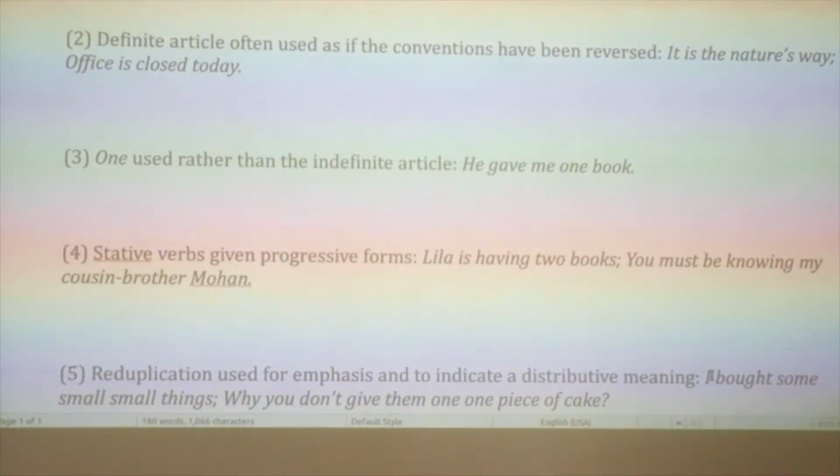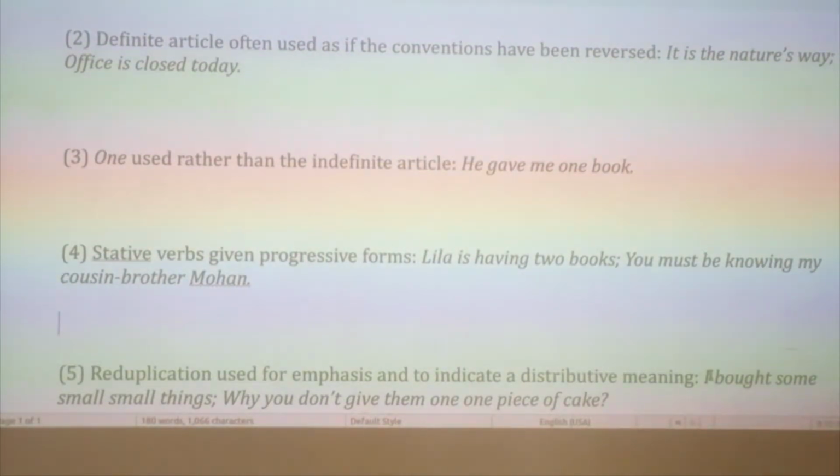Stative verbs given progressive forms. Leela is having 2 books. You must be knowing my cousin brother Mohan. Standard non-Indian English calls for ordinary present tense: Leela has 2 books, you must know my cousin brother Mohan. But in Indian English, progressive tense is often used.